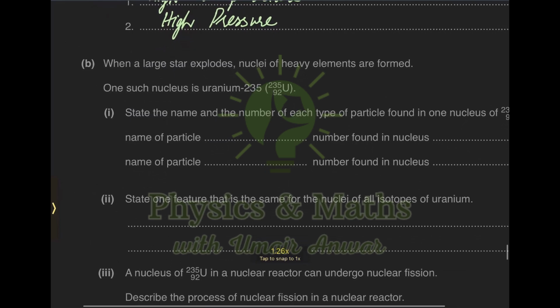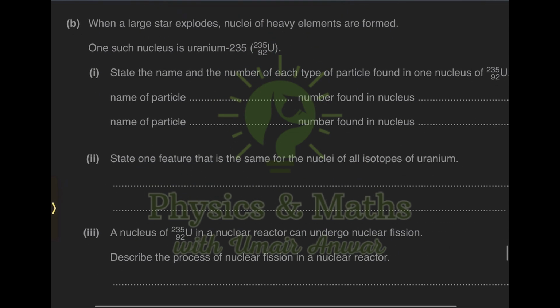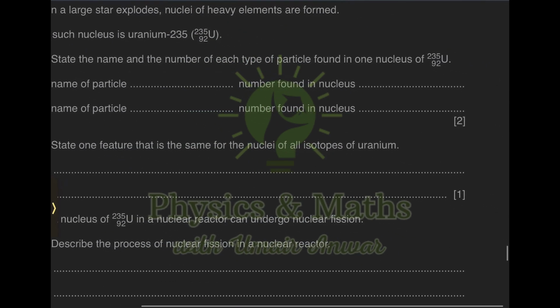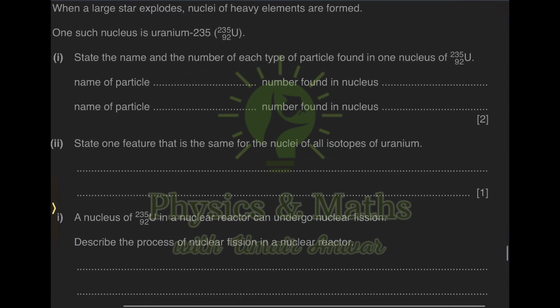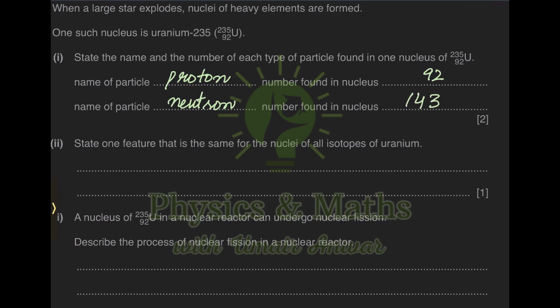When a large star explodes, nuclei of heavy elements are formed. One such nucleus is uranium-235. State the name and the number of each type of particle found in one nucleus of uranium-235. So there are two main particles in the nucleus. One is proton, and as we can see from the element notation, they are 92. The other particle is neutron, and it is the difference of 235 and 92. So it will be 143 in number.